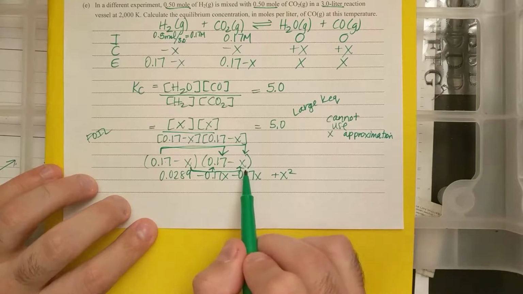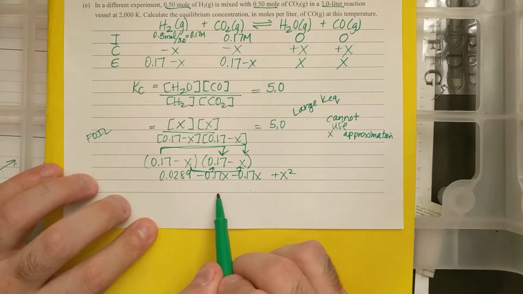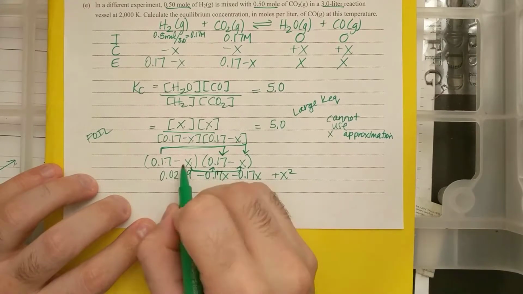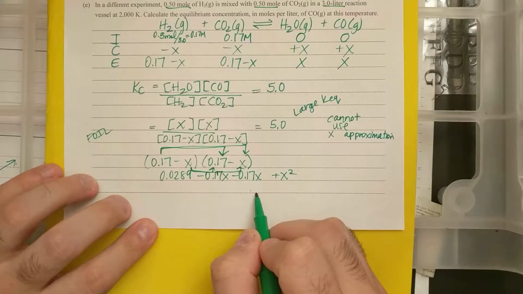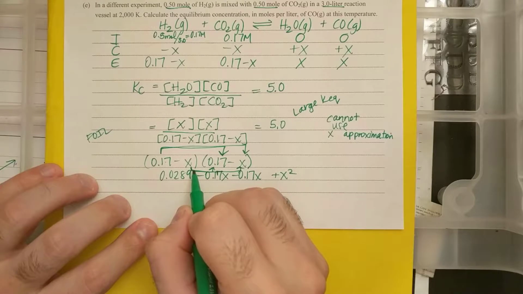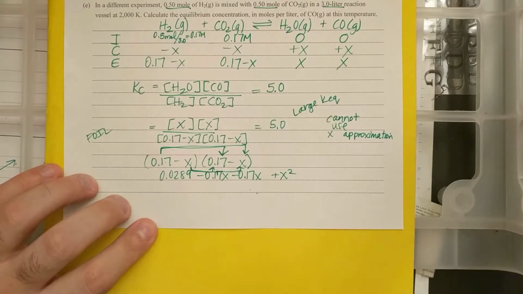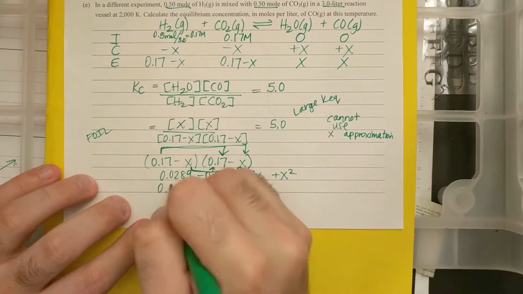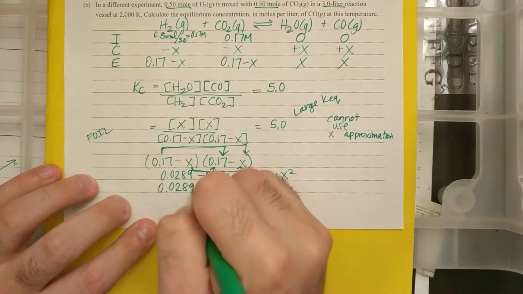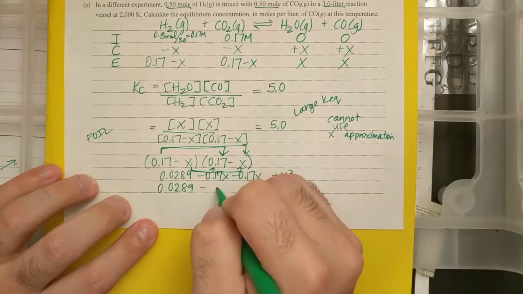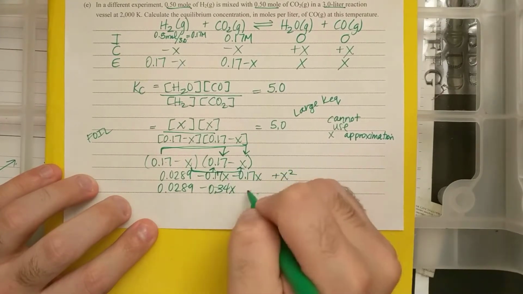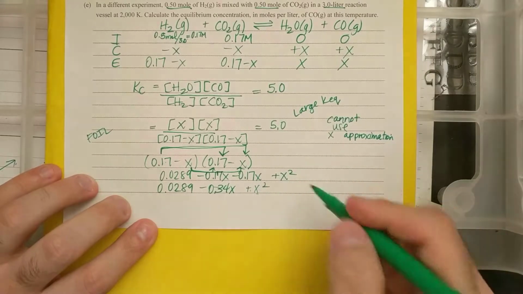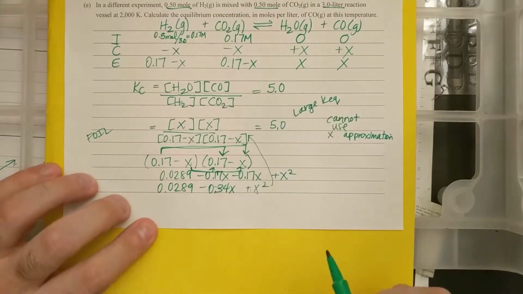So you multiply 0.17 times 0.17, and that's where I got the 0.0289. Then 0.17 times minus x, that's where I got the minus 0.17x. And then minus x times 0.17, that's where I got the other minus 0.17x. And then minus x times minus x, minus times minus is plus, x times x is x squared. And then you combine like terms and you get 0.0289 minus 0.34x plus x squared. And that's what this denominator is.